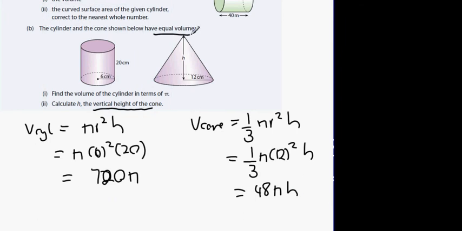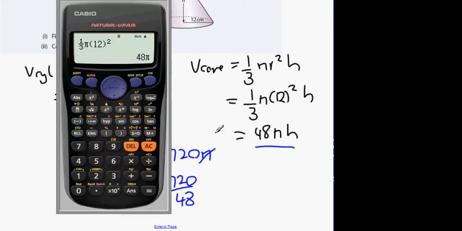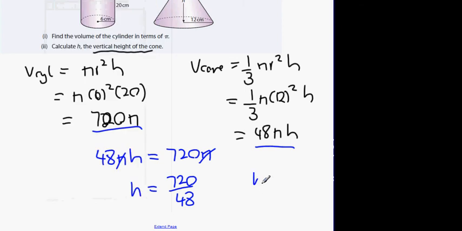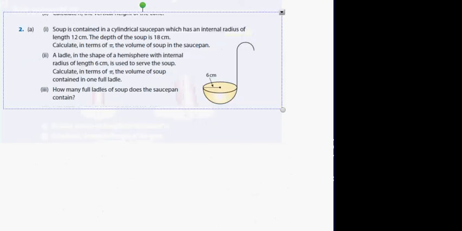Now they have equal volumes, which means that 48 pi h equals 720 pi. Pi is cancelled. And then 720 divided by 48. What we get there is 15. The height is 15 centimeters. Okay, so that's question 1 done. Now on to question 2.